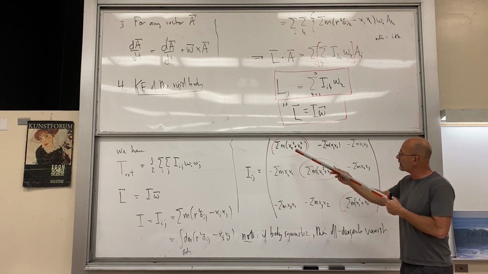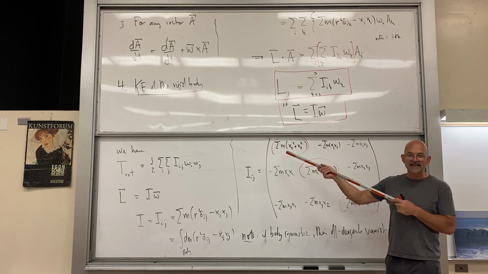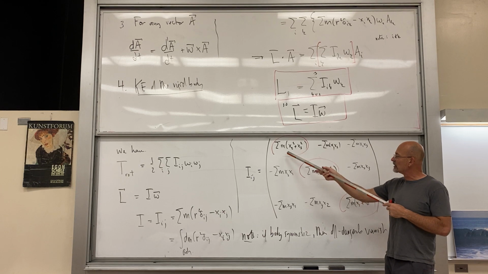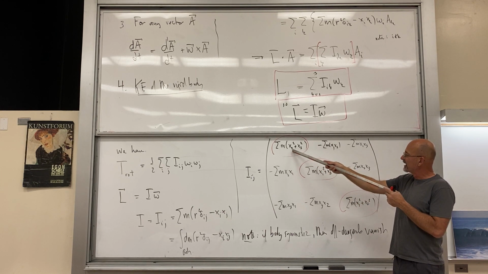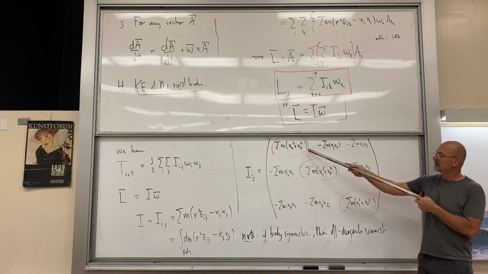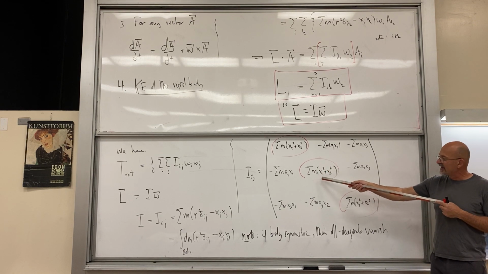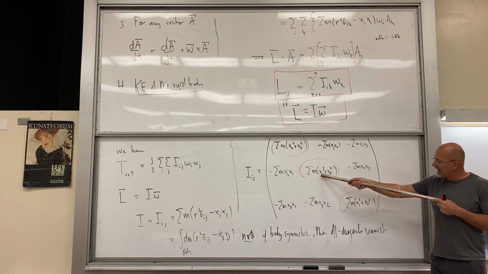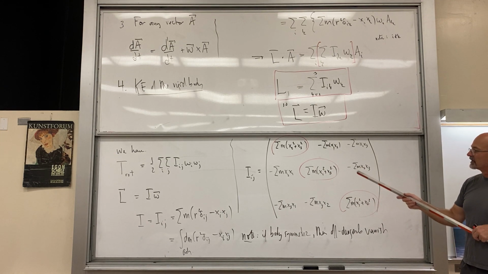So this is the rotation about the x1 axis, or if you're rotating about the x1 axis, this is going to be your moment of inertia. And that's the distance from the x1 axis, x2 squared plus x3 squared. Likewise for the x2 axis, the distance from that axis of these masses is x1 squared plus x3 squared. Okay, so that's already looking good.